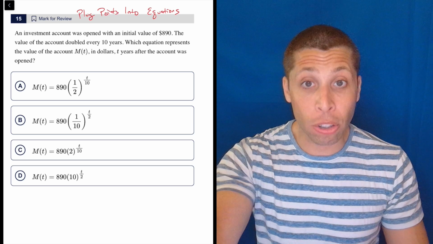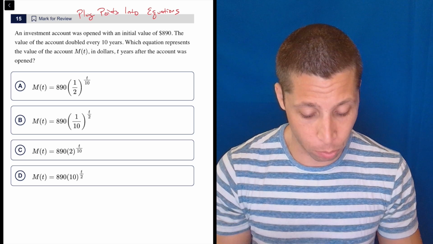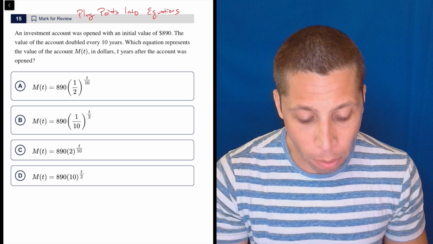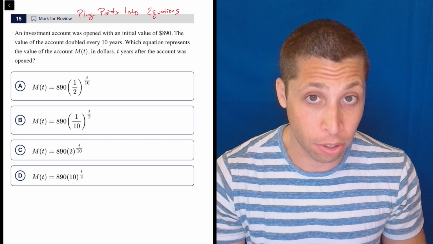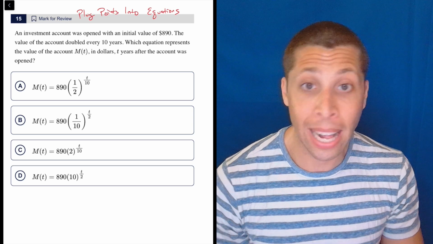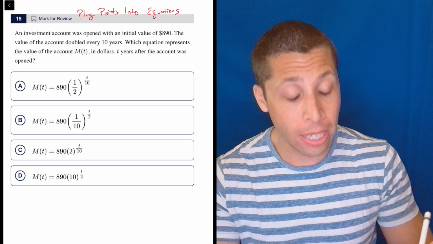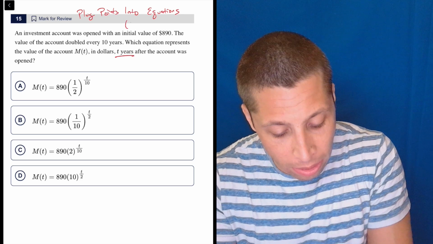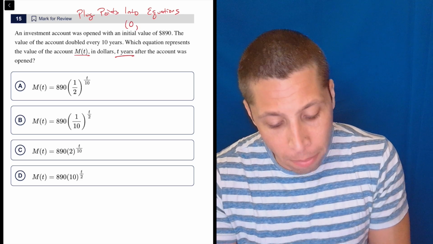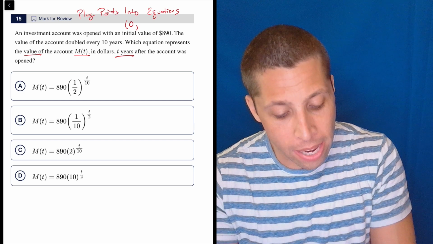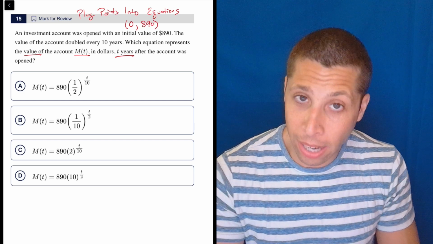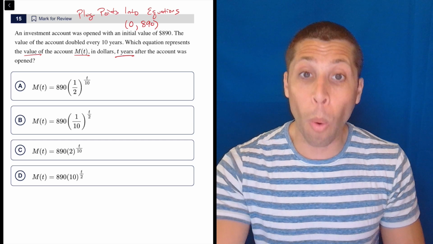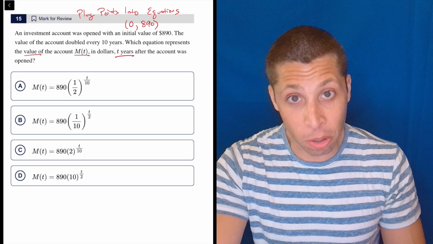So let's see how we can extract points from this story. One of them is easy, but it's not going to help too much. But let's take a look at the story first. An investment account was opened with an initial value of $890. Right away, that's a point. And you should be able to pull that out confidently because we have that the T, the number of years the account was opened, is going to be 0, and the M of T, meaning the value of the account, is $890. So this is very common. Lots of questions involving stories on the SAT are going to give us a y-intercept. So let's just plug that in.